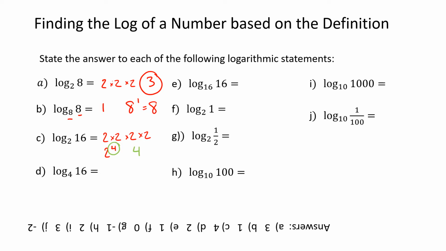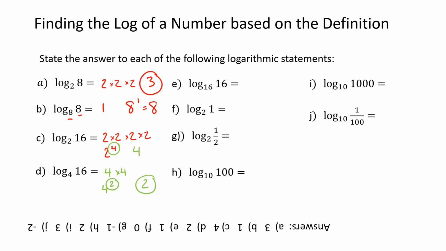Part D, logarithm and the base is 4 and the number is 16. So 4 times 4 is simply 16. You can also write that as 4 to the exponent 2. So your answer would simply be 2. Okay, I wrote this in green. I'll switch back to red.